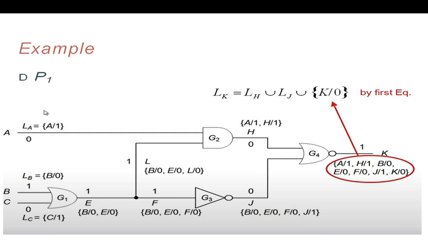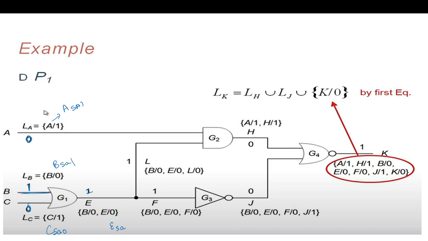Now, if we consider the pattern 0, 1, 0, what are the faults it can detect? A stuck at 1, the opposite value, and then B stuck at 0, and C stuck at 0. With this, we get an output of 1, which can detect E stuck at 0. And what are the faults that we can propagate?